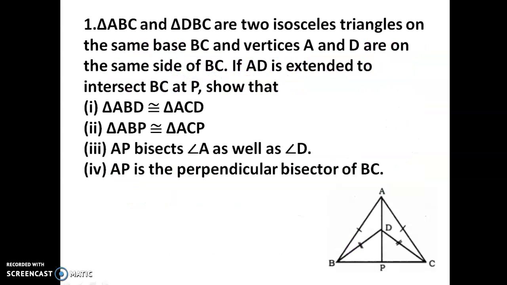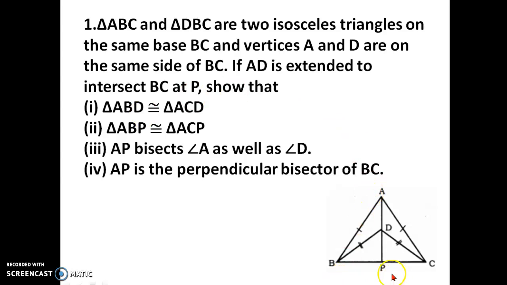First problem: triangle ABC and triangle DBC are two isosceles triangles on the same base BC, and vertices A and D are on the same side of BC. If AD is extended to intersect BC at P, show that, first, triangle ABD is congruent to triangle ACD.